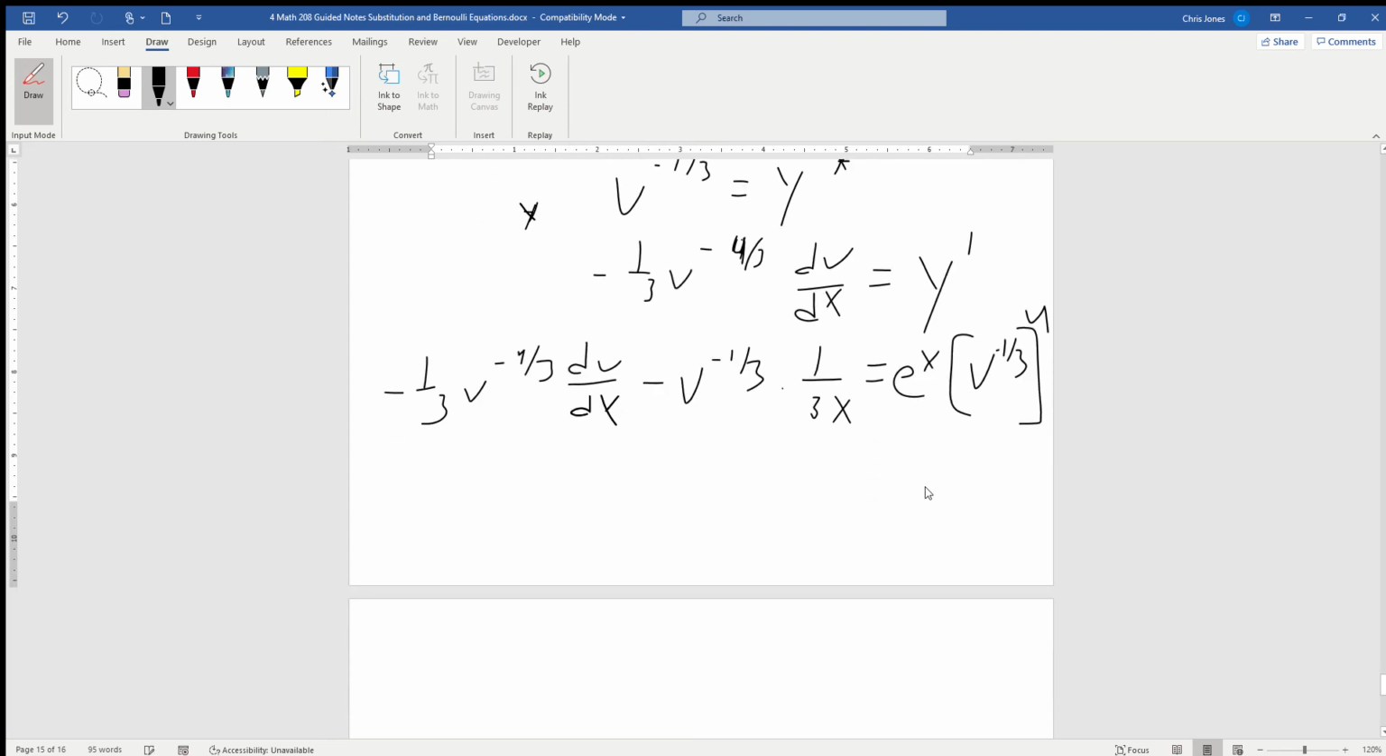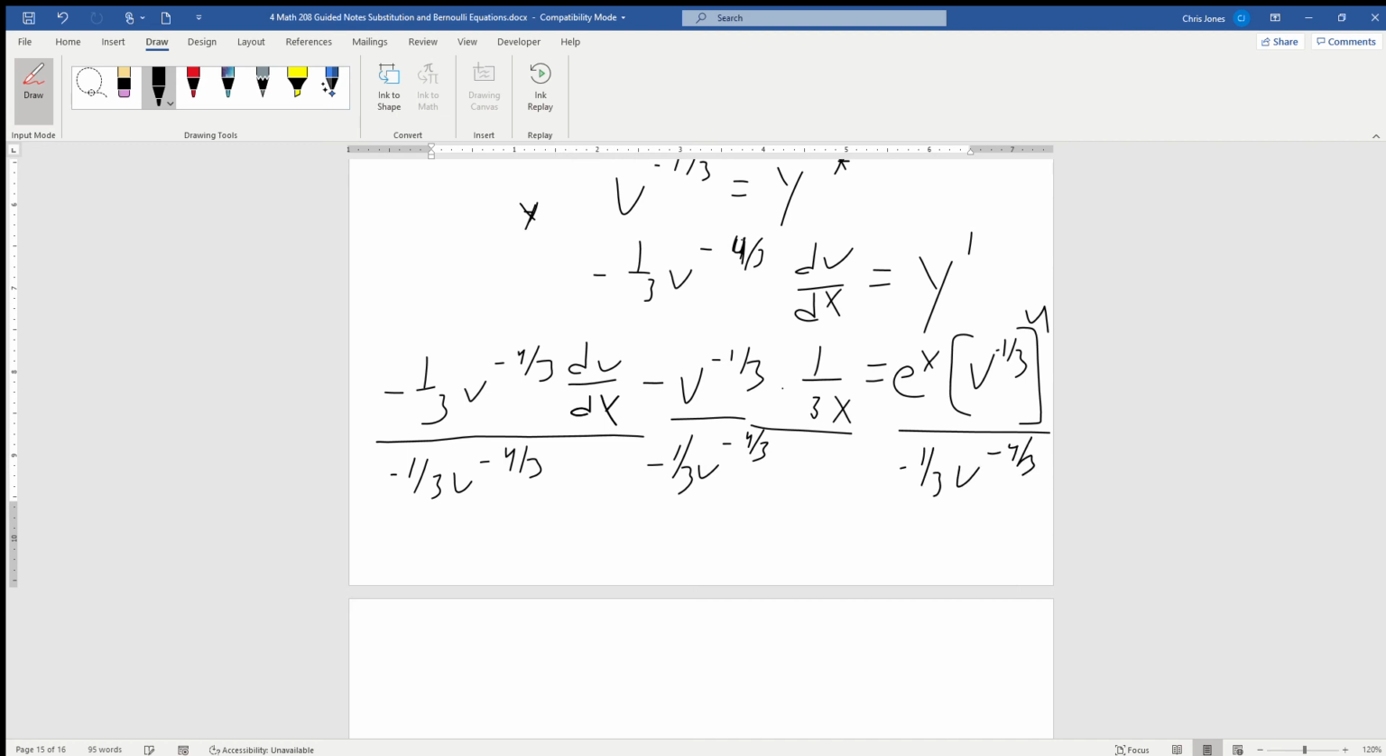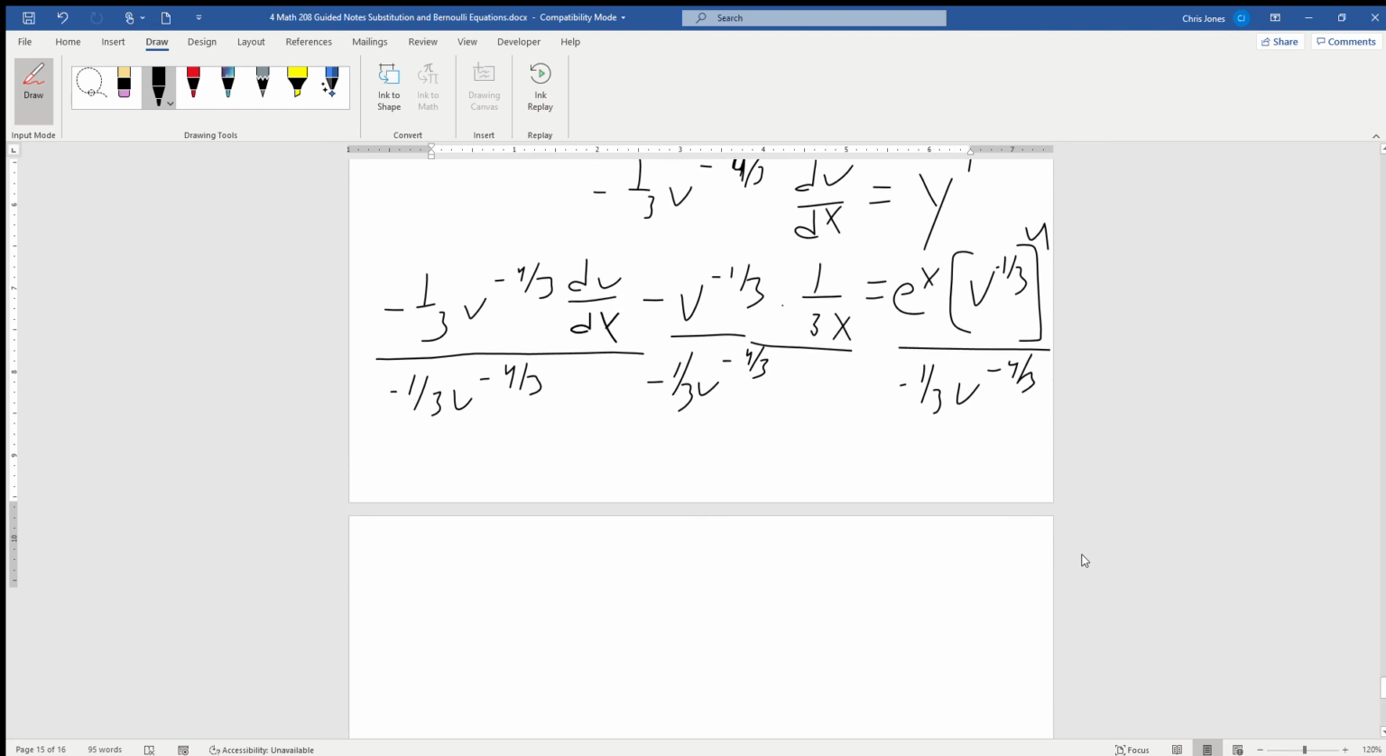Now we're going to divide everything, and hopefully this is going to work out really nicely, as it has in the last two examples, and I believe it will. So if we divide everything by negative 1/3 v to the minus 4/3 power, and then we're going to divide that by minus 1/3 v to the minus 4/3. Let's just be careful when we do this. So this just becomes dv dx, which is nice.